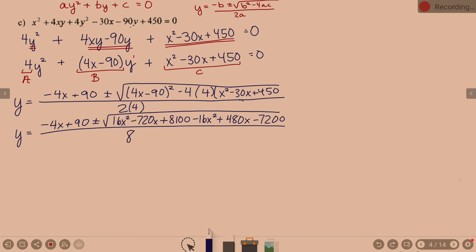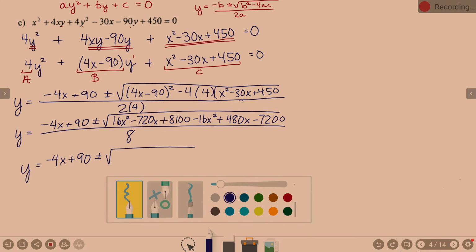It is. Now, but look under the radical. One more step before it is what I would call graphable. Can we do some serious cleanup here under the radical? Yeah. I would strongly encourage it. I would say negative y equals negative 4x plus 90 plus or minus.